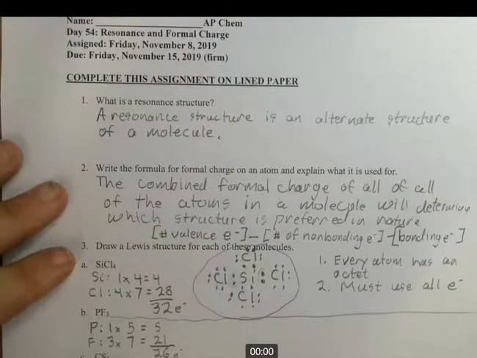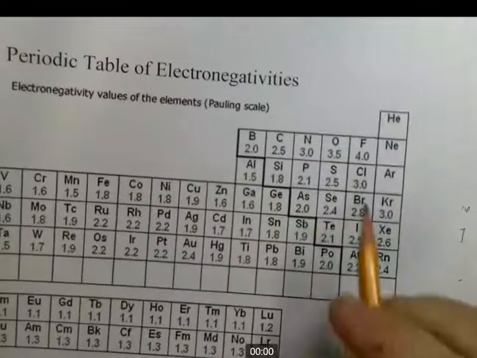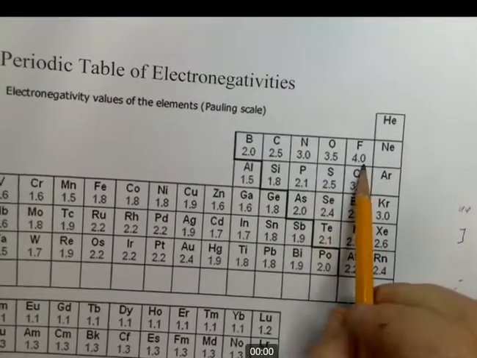All right, so which is less electronegative, phosphorus or fluorine? Well, again, you can go to your periodic table of electronegativities. Phosphorus 2.1, fluorine 4.0.